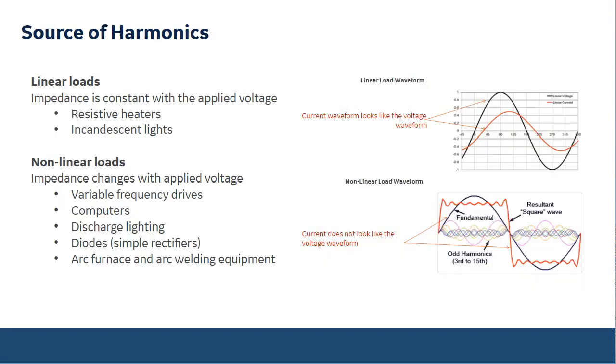Then sources of harmonics. Of course, the sources are nonlinear loads. Everything where your impedance changes with the applied voltage, then you get harmonics in there. You don't get them with linear loads like resistive heaters and lights and so on. But everywhere where you have semiconductors or something like that involved, then you will be facing these harmonic issues. So variable frequency drives, computers, diodes, everything like these will produce harmonics to your network.